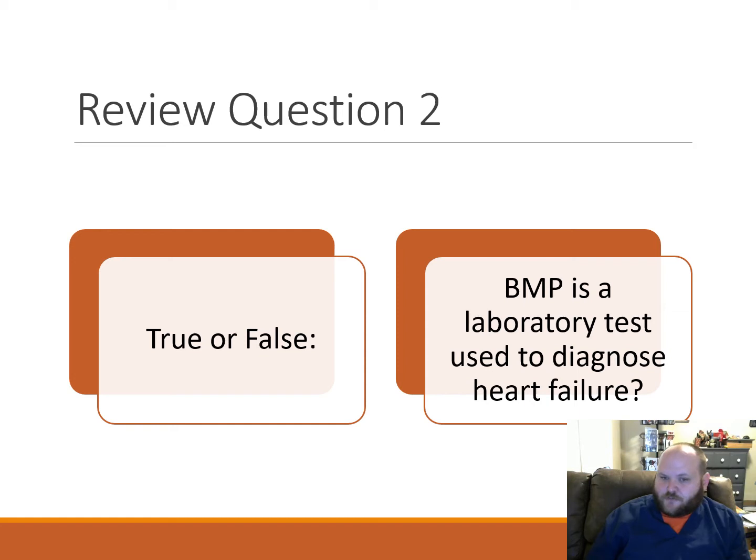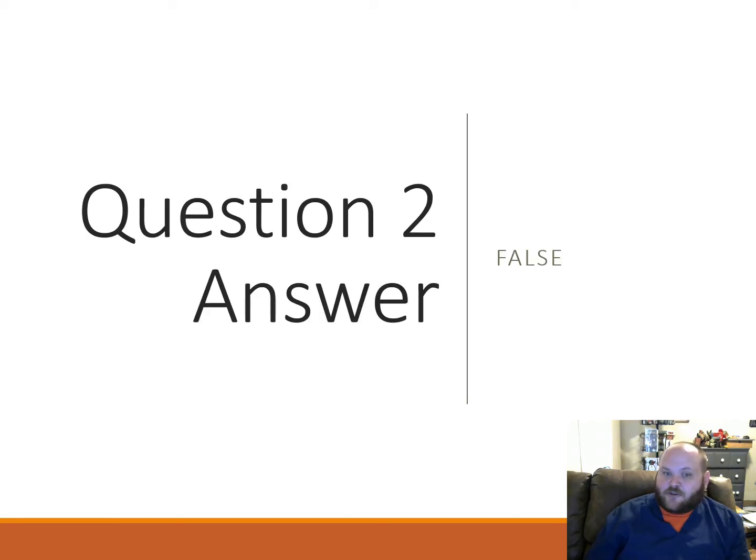Question number 2. BMP is a laboratory test used to diagnose heart failure. True or false? The answer to question 2 is false. BNP is a laboratory test used to diagnose heart failure. BMP is a basic metabolic profile which, while a diagnostic test, is not used for diagnosis of heart failure.